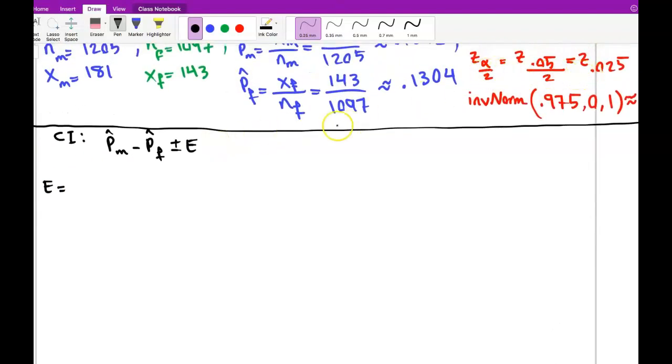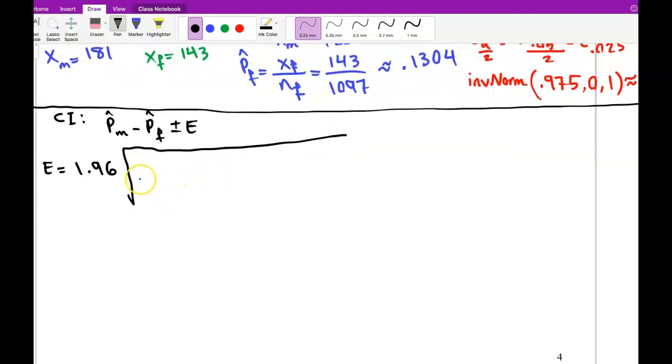For Z, we got 1.96, multiplied by the square root of P hat for males, we got 0.1502, multiplied by Q hat, which is 1 minus this number, 1 minus 0.1502 is 0.8498, divided by N.